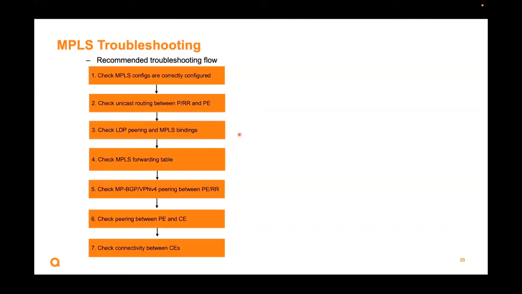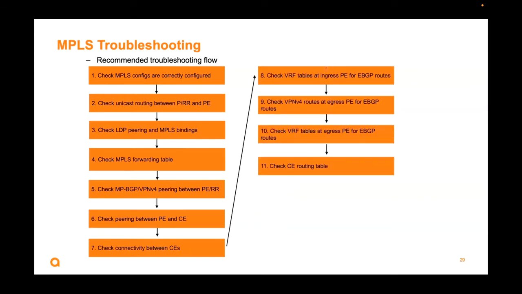Check the LDP peerings, MPLS bindings. Check the MPLS table. Check the VPNv4 peering. Check peering between the PE and the CE. Check connectivity between the CEs. Check the VRF tables at the ingress PE now for EBGP.